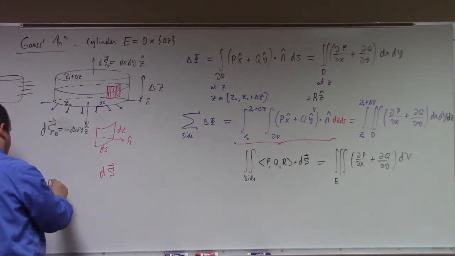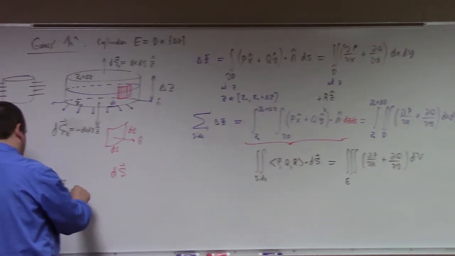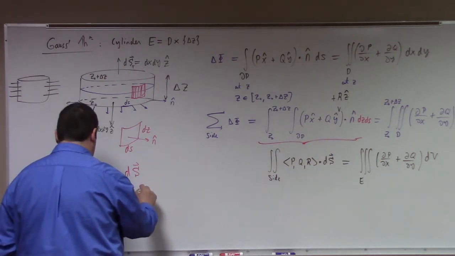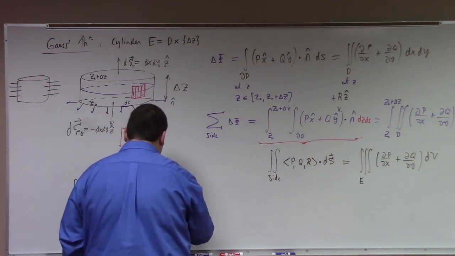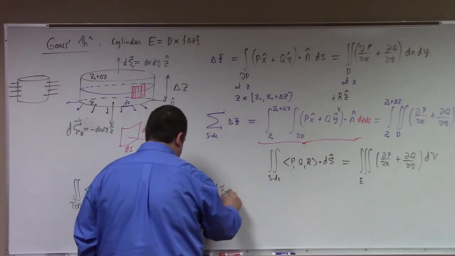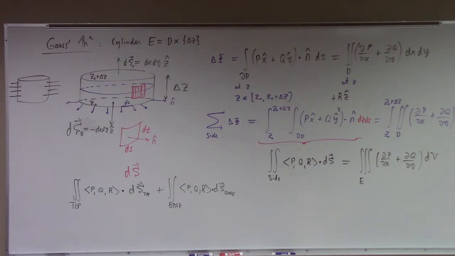What's the integral over the top? We have the integral over the top of P comma Q comma R dot dS top, plus the integral over the base of P comma Q comma R dS base. That's what's missing; I need to calculate that as well. To be fair, for the flux over the cylinder, we got two pieces: the one through the curved side, the flux through the top, the flux through the bottom.